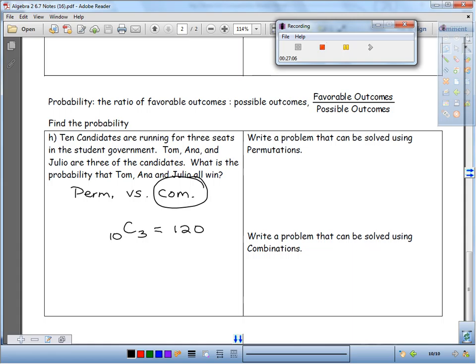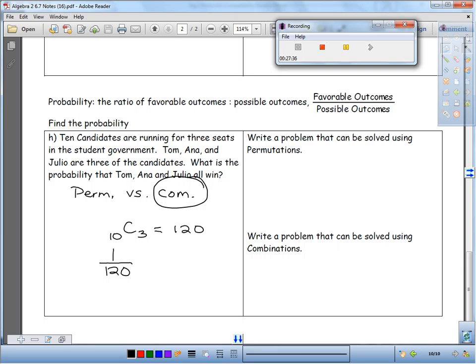I want my favorable ones. So 120 is on the bottom. How many favorable outcomes where all 3 of them get picked is there? If all 3 of them are going to get picked, how many ways can I do that? Since order doesn't matter, 1. There's only one way that all 3 of them will get picked. There's ways where 1 of them will get picked or 2 of them might get picked, but there's only one chance that all 3 of them are going to get picked because the order doesn't matter.